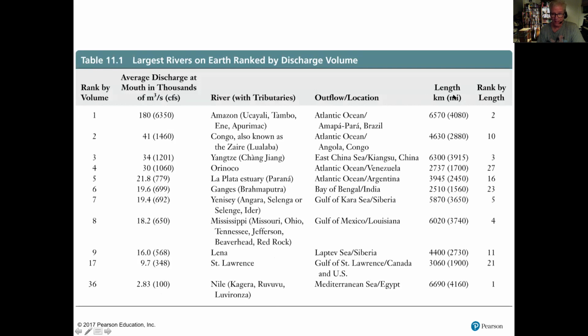It's worked its way down to its base level. On the other hand, the Amazon, it's the second longest, but notice its discharge, 6,300 cubic feet per second. So that's 60 times greater than the Nile. And here's the Missouri, so it's only 650. Basically the discharge of the Amazon is 10 times greater than that of the Mississippi.